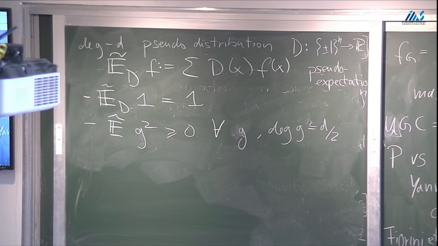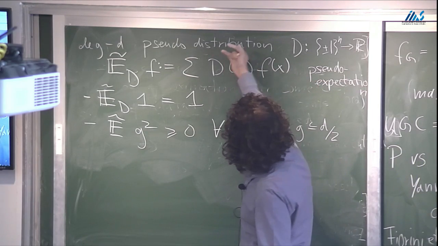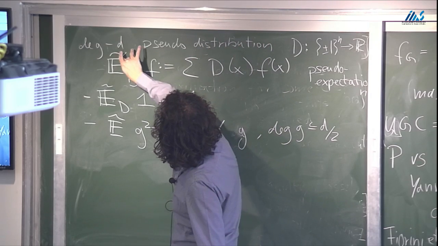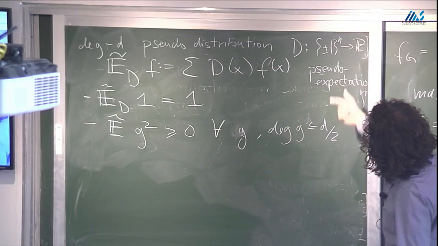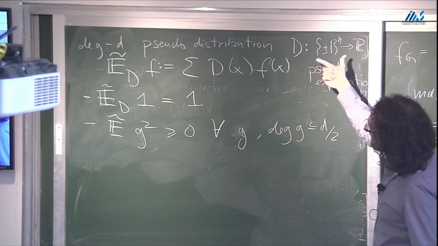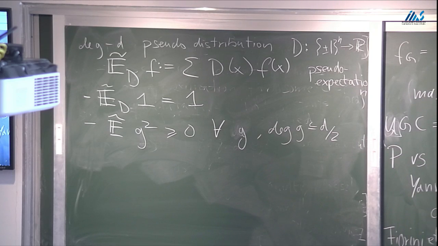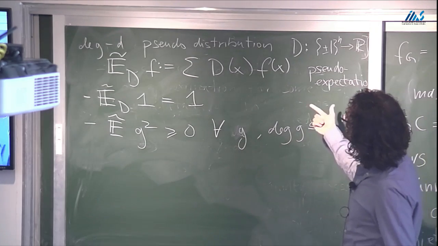Just one remark. It's a slightly unfortunate terminology. So degree d pseudo-distributions, these functions don't necessarily have degree d. They are sort of against degree d. They can have degree d, exactly. That's a good point. So you see that in what sense can they have degree d?